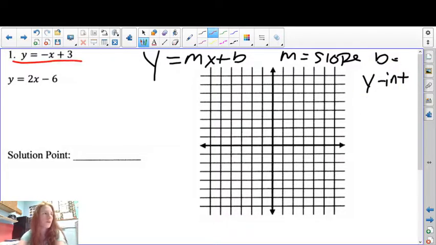So our first line we're going to go ahead and do in red. I'm going to start with my intercept. So I see plus 3, so I start up 3. And then I see my slope is a -1, so that means I'm going to go down 1 to the right 1, down 1 to the right 1, down 1 to the right 1.